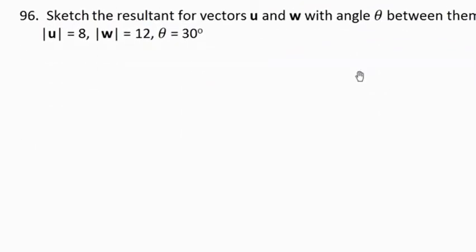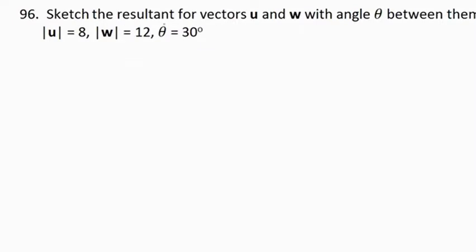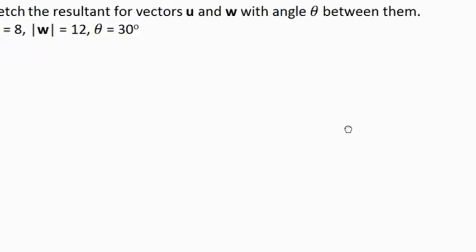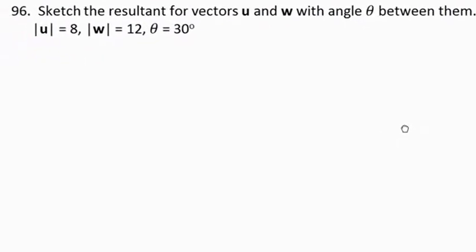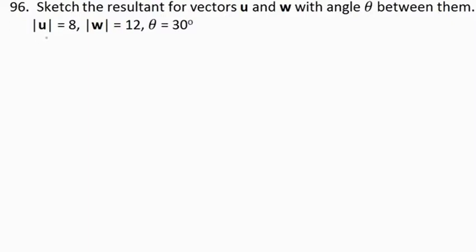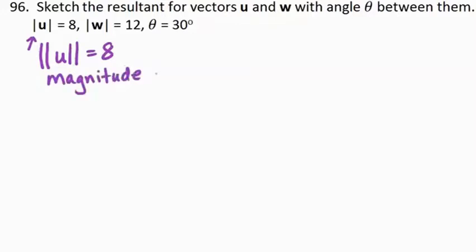All right. Sketch the resultant for vectors u, w with an angle theta between them. I've got to scroll here. That's the end of that sentence. And remember, when you have these absolute value bars, again, different textbooks might put magnitudes in two absolute values, but when you see that absolute value around the vector, the magnitude is the length. So remember that vectors have two components, a length and a direction.